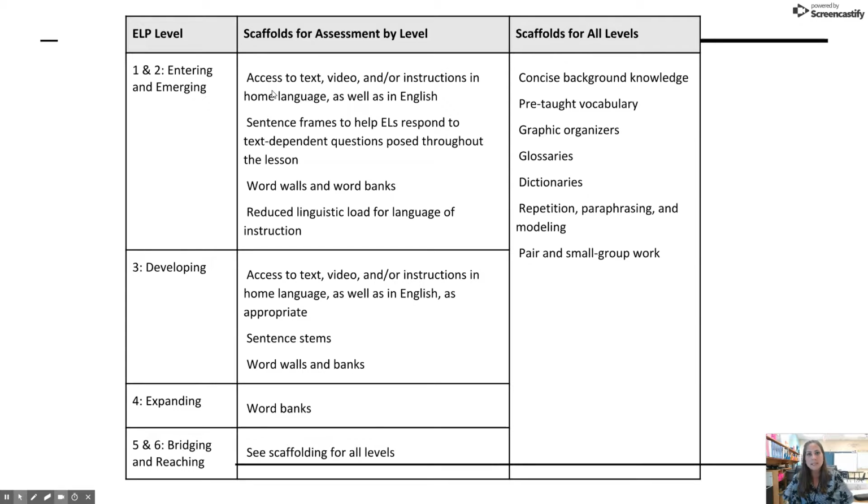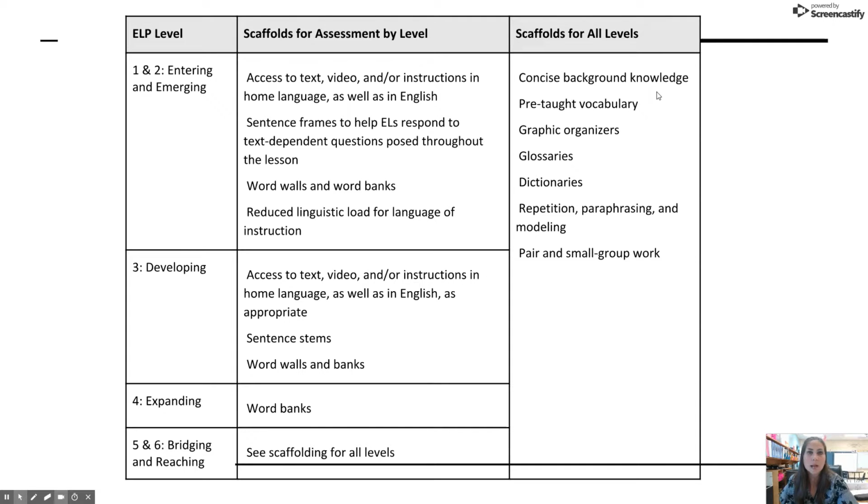We can give them access to a text or video and/or instructions in their home language. Sentence frames can be used, and I'll show you some examples of those later on. You can use a word wall or word bank to help them, especially if it's some sort of fill in the blank or they have to label something. We could also reduce the linguistic load of language for instruction. So, taking a closer look at our word problems, taking a closer look at our questions, ensuring that the vocabulary used on there are things that our students are going to know. These scaffolds can be used for all levels.